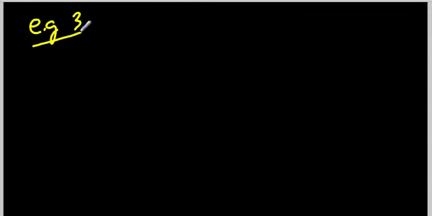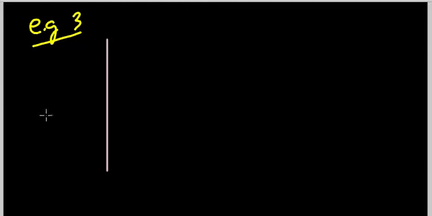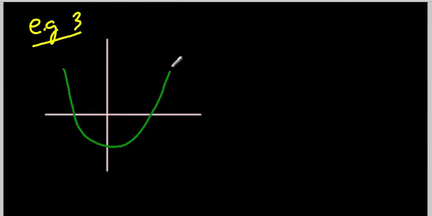So say for example, I have a function that looks like this. So again, let me just draw my set of axes. So I have an axis right there, an axis right there. And this time I'm going to draw a parabola. So I'm going to draw a parabola like that. Okay, so it goes on forever there and goes on forever there.